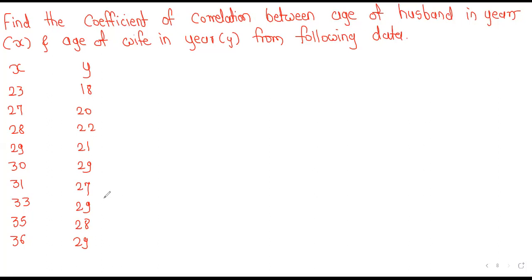Now we find shift, forward arrow, R3, which is equal to. What comes? 0.8730. Yes. R is equal to 0.8730. So there is a positive correlation between the age of husband and the age of wife. Okay.